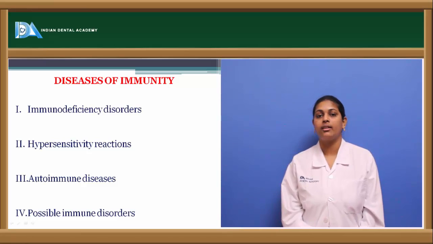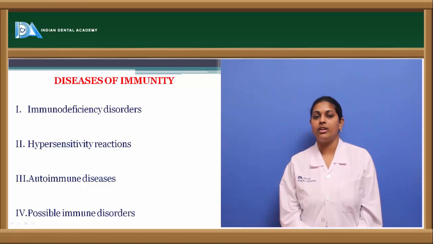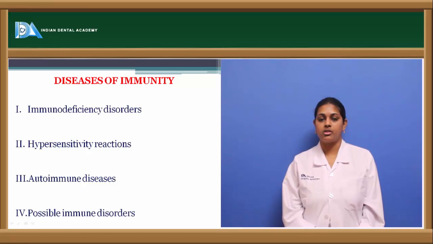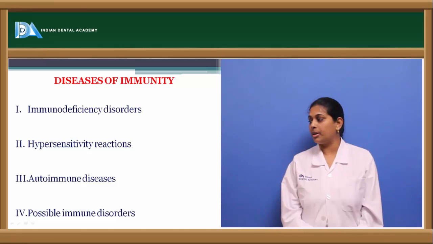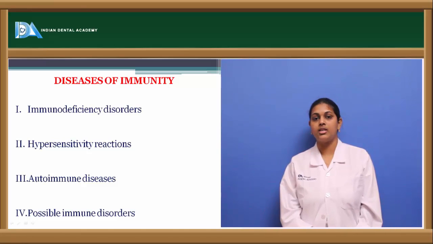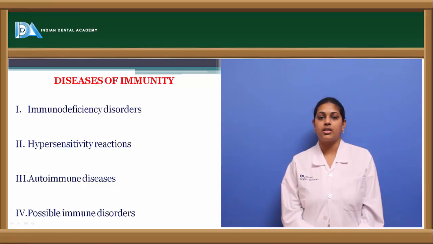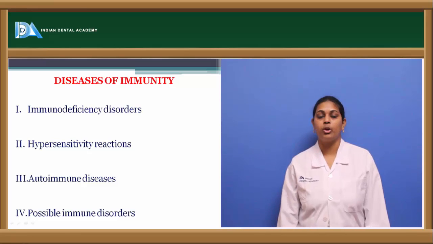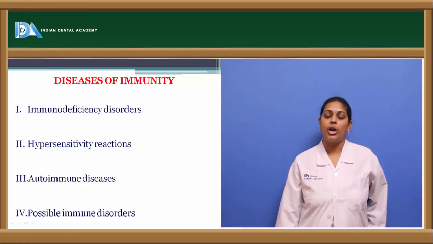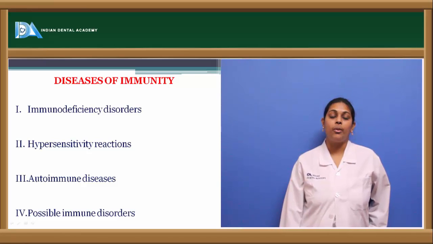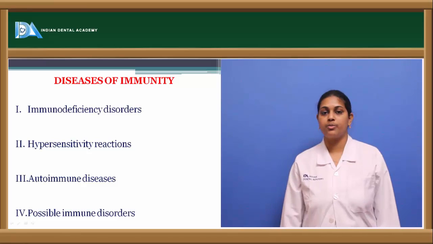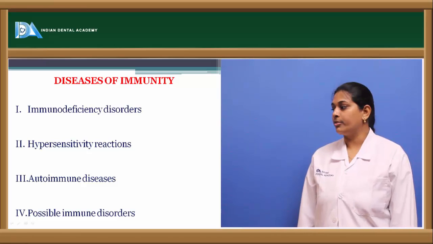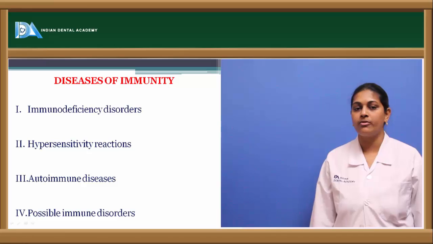Coming to autoimmune disorders, the failure of the immune system to recognize self and non-self antigens results in autoimmune disorders. Illustrations include systemic lupus erythematosus, scleroderma, and Wegener's granulomatosis. Coming to the possible immune disorders, the exact mechanism is not known, but it could be because of an alteration in the regular host immune mechanism. An illustration is amyloidosis, where an insoluble fibrillar protein is formed because of improper degradation or digestion of protein. These are the four groups of diseases of immunity.